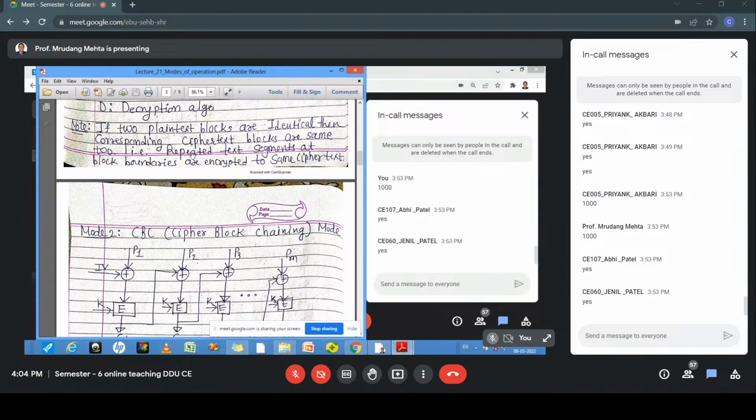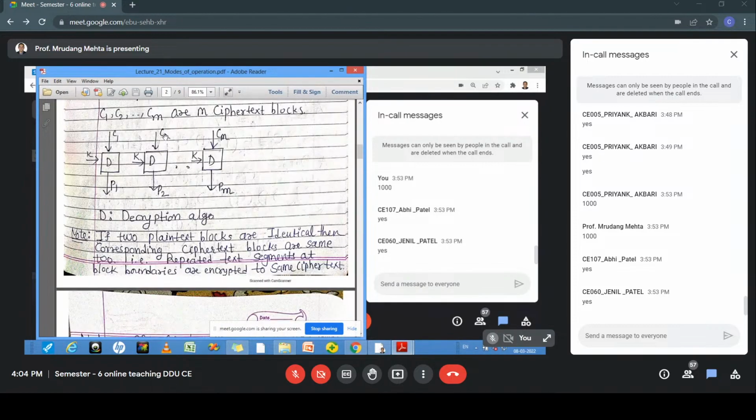And it happens because repeated text segments at block boundaries are encrypted to the same ciphertext. This will make it possible for cryptanalysts to break it. So if we get an encrypted block and we can match it, then we can easily decrypt it. Right? So cryptanalysis is possible. So this is actually not a good way. It is prone to cyber attack.